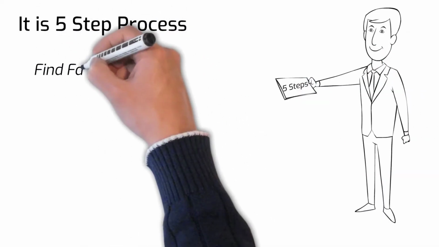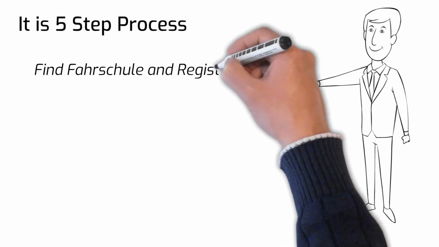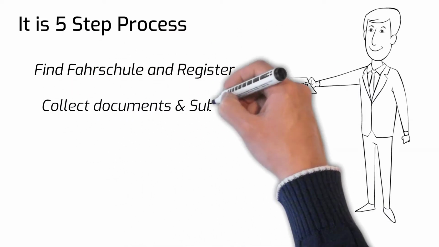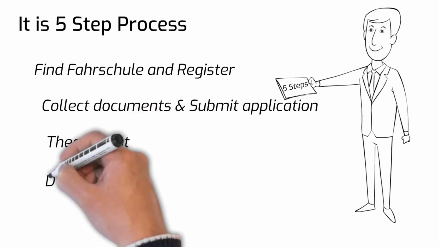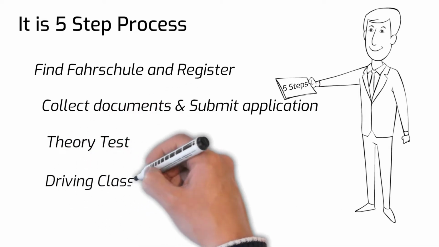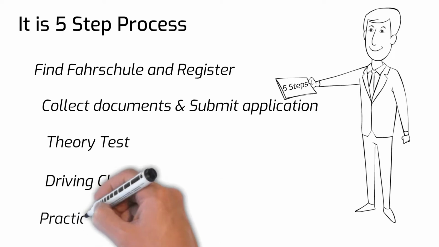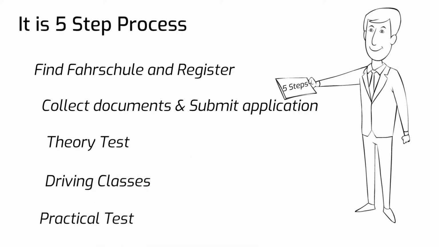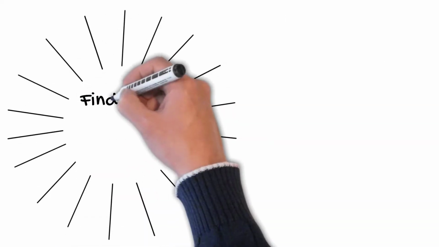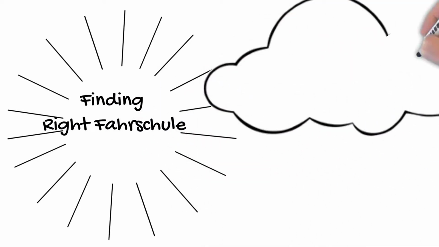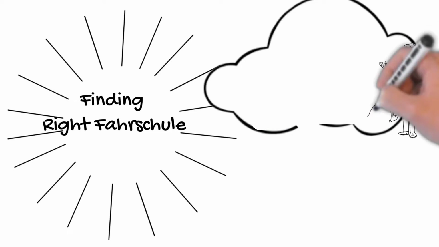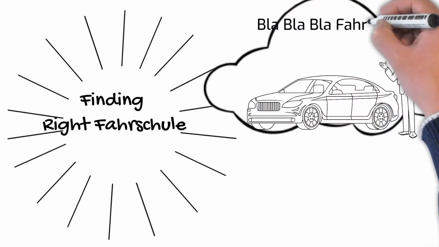The first one is to find a Fahrschule and register in it. The second one is to collect all documents and submit your driving license application. The third one is to take the theory test. The fourth one is to take the driving classes, and the fifth one is to take the practical test and pass it. So you need to find the right Fahrschule, which can be done by visiting multiple Fahrschules and comparing their services and charges, and register in it.